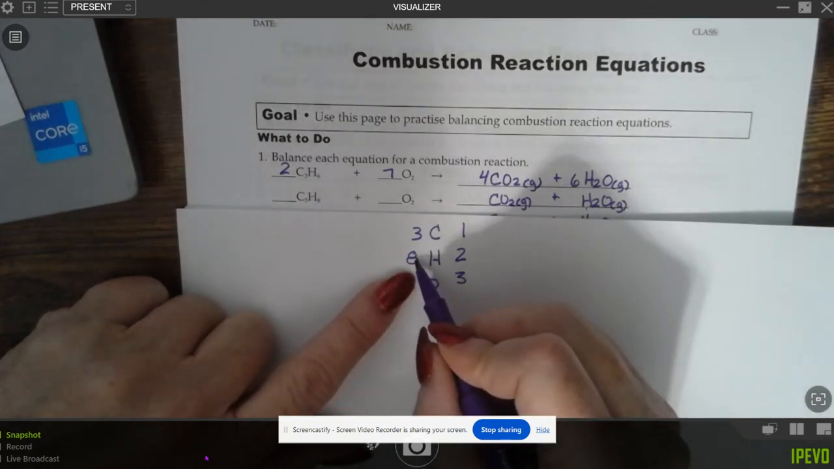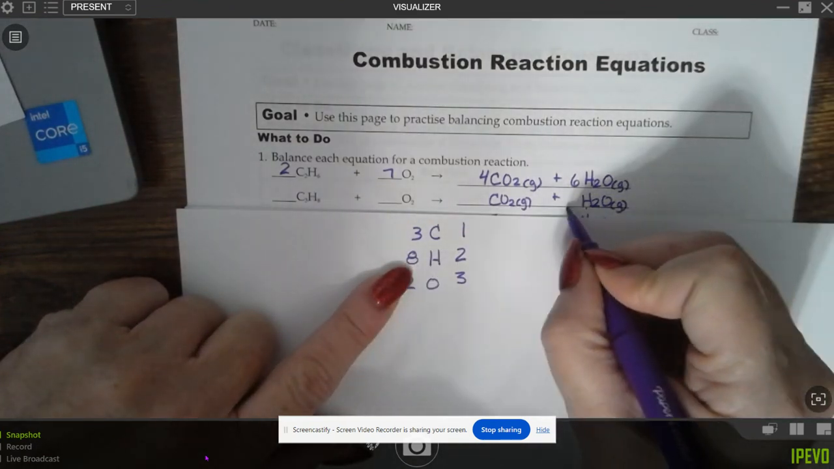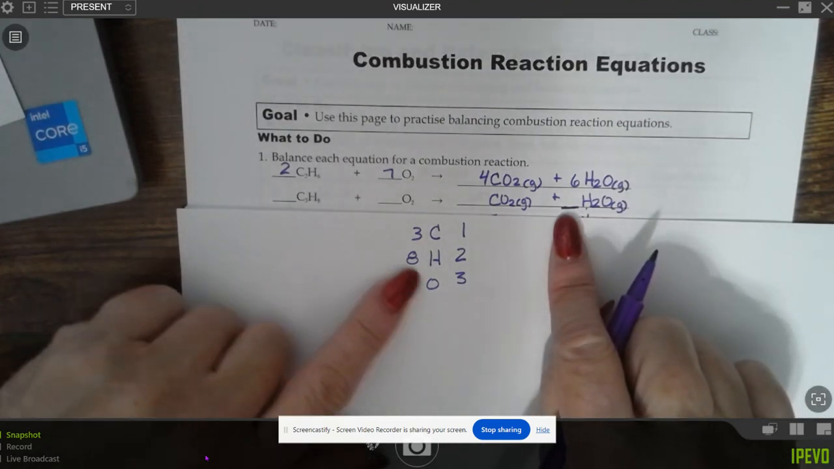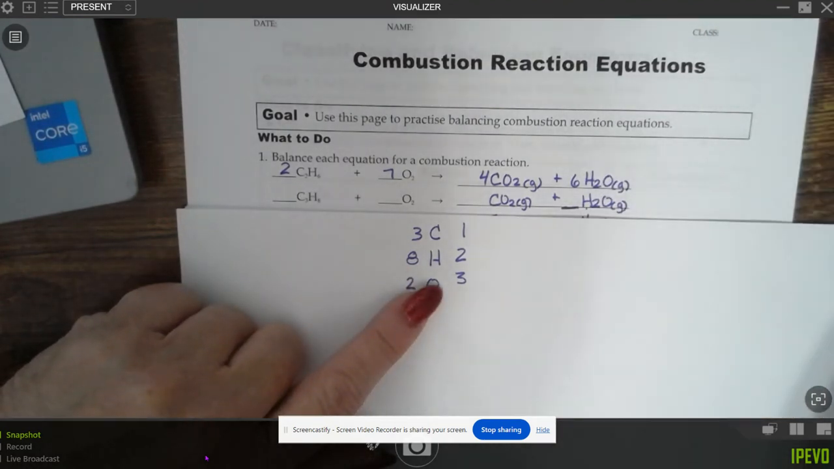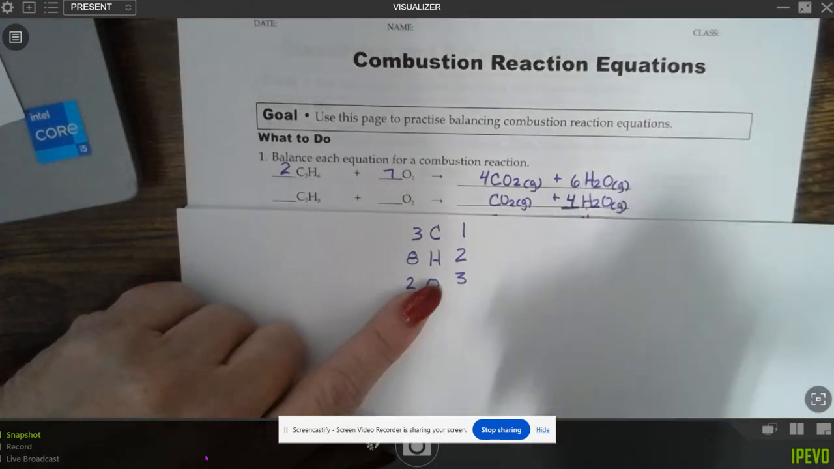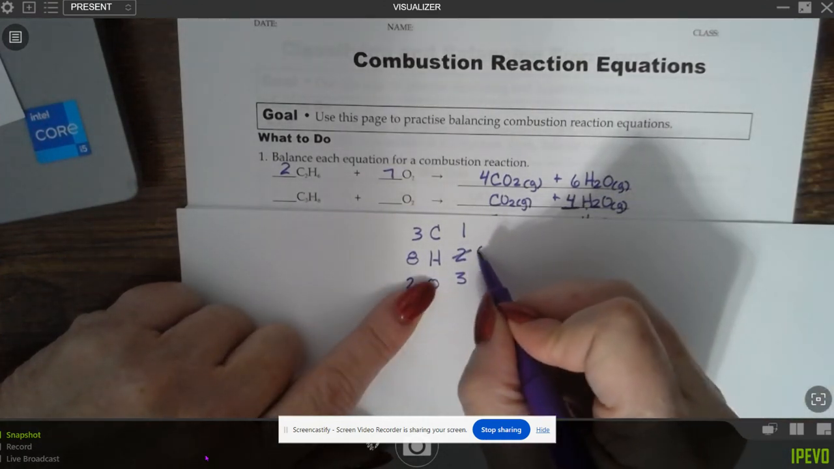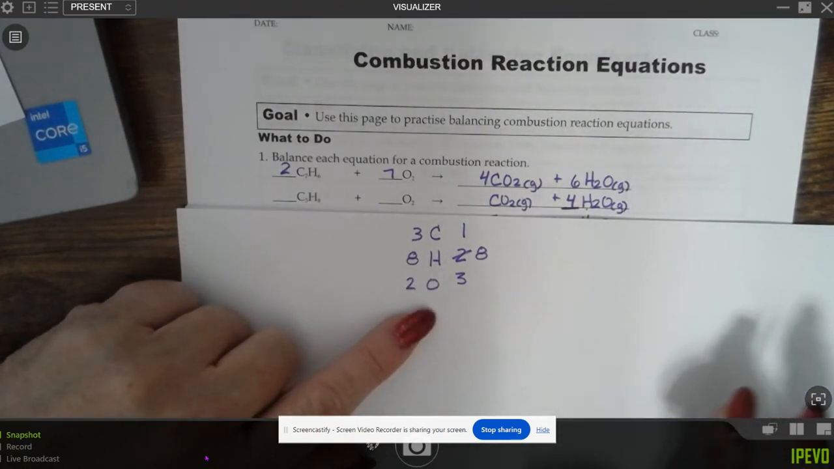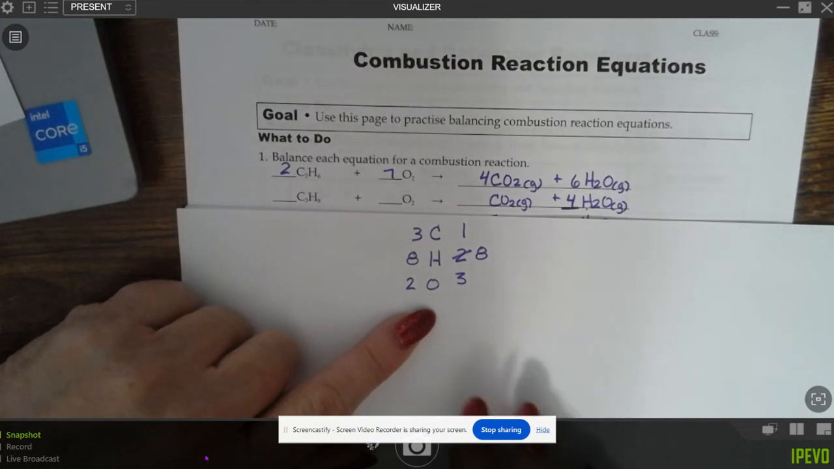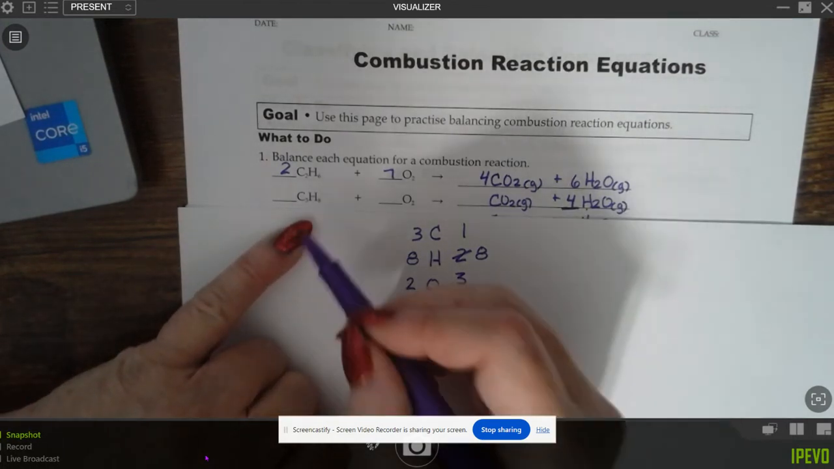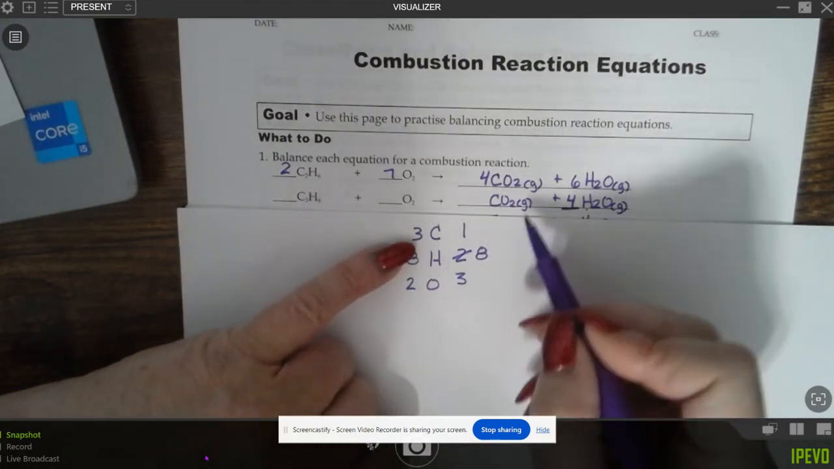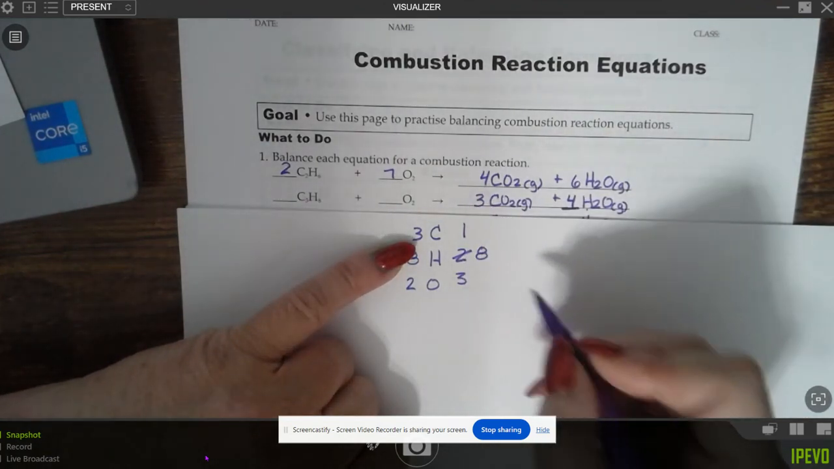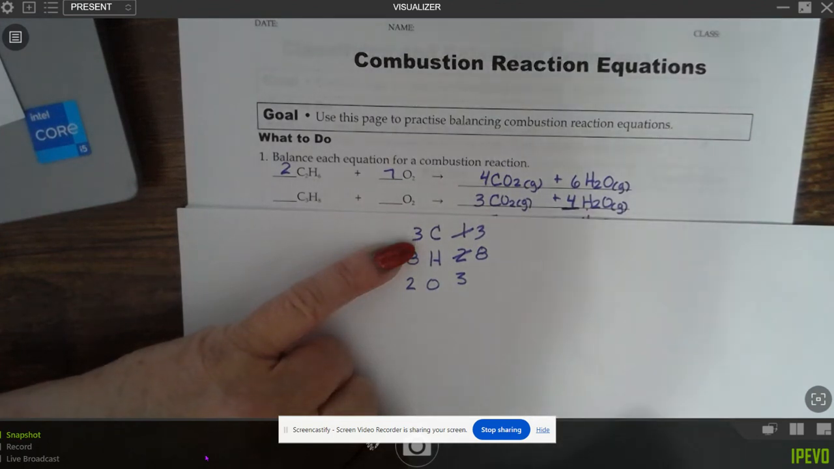So here I have 8 hydrogen. Here I have 2. So I have to come up with what can I use here as a coefficient that will give me 8. So what times 2 is 8? 4, right? So now I have 8 hydrogen. Okay, we'll go tally our oxygen once we get the hydrogen and carbon done. Okay, here I have 3 carbon. Over here I only have 1, but a coefficient of 3 here gives me 3 carbon. So now my carbon's balanced.